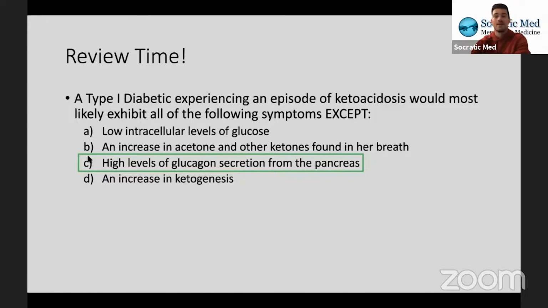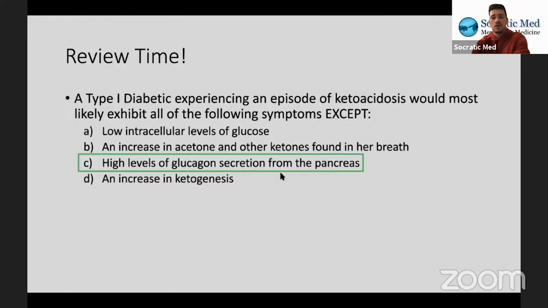Ketoacidosis, when we can't get fuel into our cells, we upregulate ketosis. We go into a state of ketosis, so acetone and other ketones are going to be very highly concentrated throughout our body, and they're going to be very highly concentrated in our breath. D, an increase in ketogenesis would also be true. If it weren't true, then B wouldn't be true because we don't have that fuel.